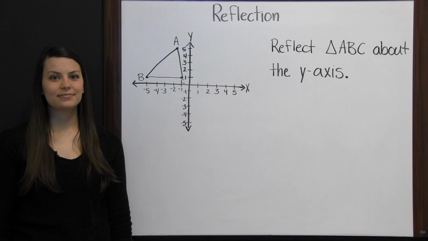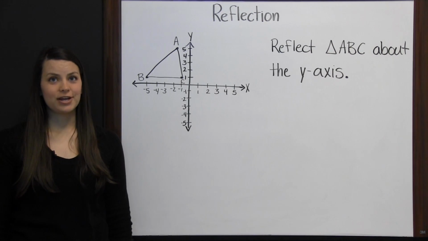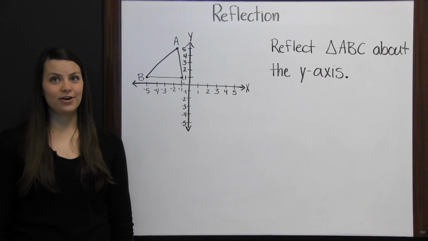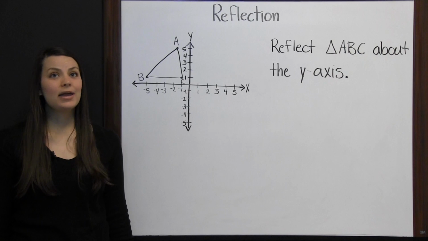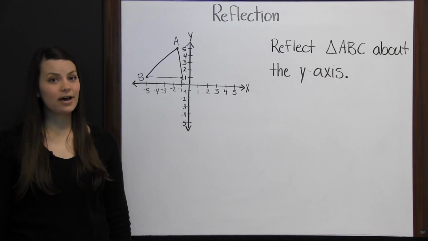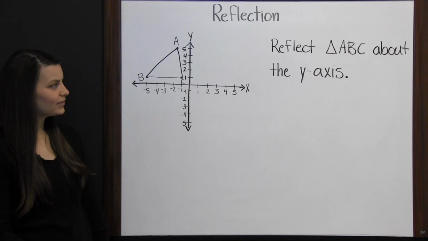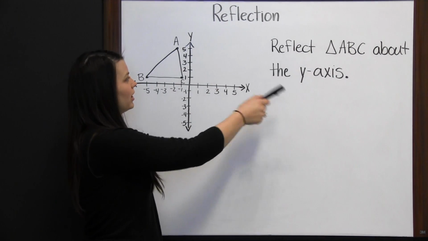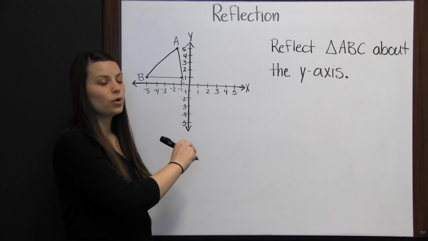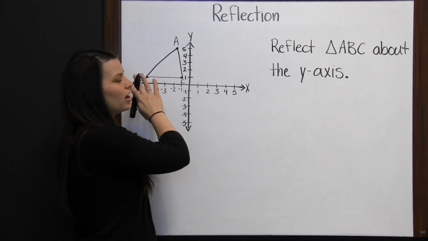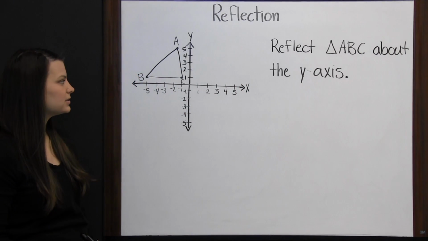Reflection. A reflection is like a mirror image. In a reflection, all the points in the figure are reflected across the same line. This line may or may not pass through the figure itself. Let's look at an example of a reflection. We're going to reflect triangle ABC about the y-axis. So we're going to draw a mirror image of this triangle on the other side of the y-axis.